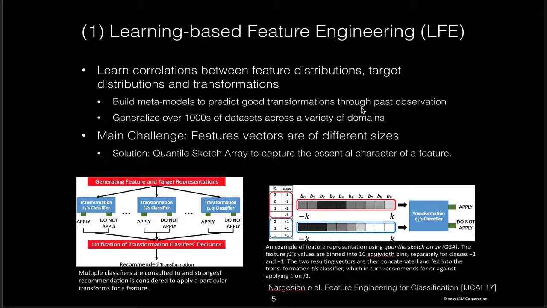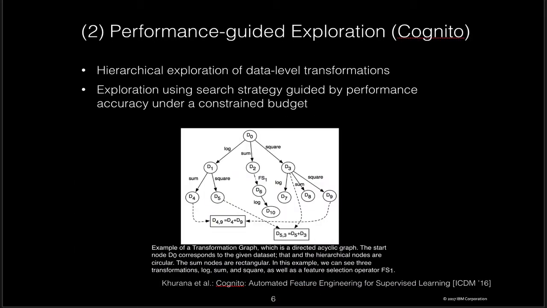The first algorithm is called LFE, or Learning-Based Feature Engineering. It learns correlations between feature distributions, target distributions, and transformations over thousands of data sets in the past and uses those patterns to predict effective feature engineering choices for any new given dataset. Secondly, Cognito provides a performance-guided exploration of the feature engineering choices, much like a manual trial and error strategy, however automated. It learns its exploration strategy through reinforcement learning over historical datasets as well.